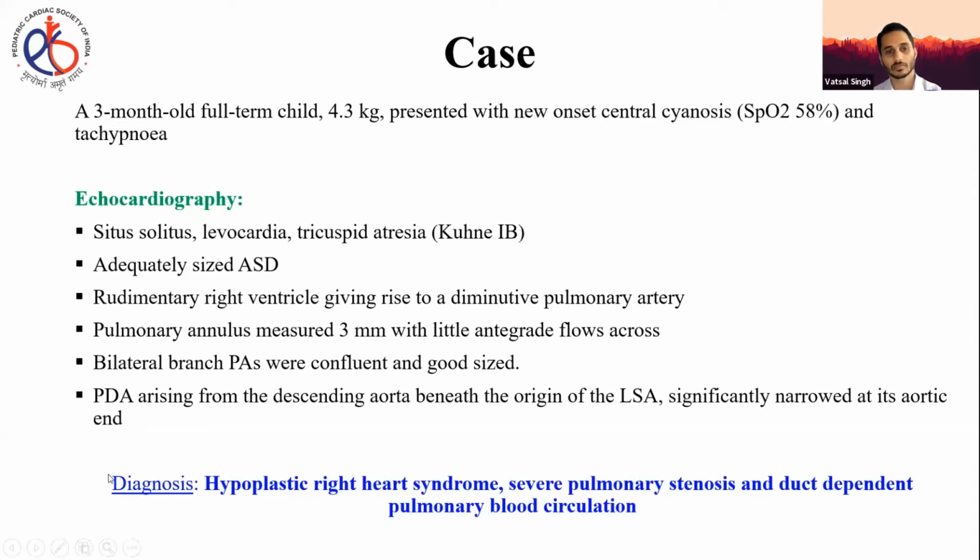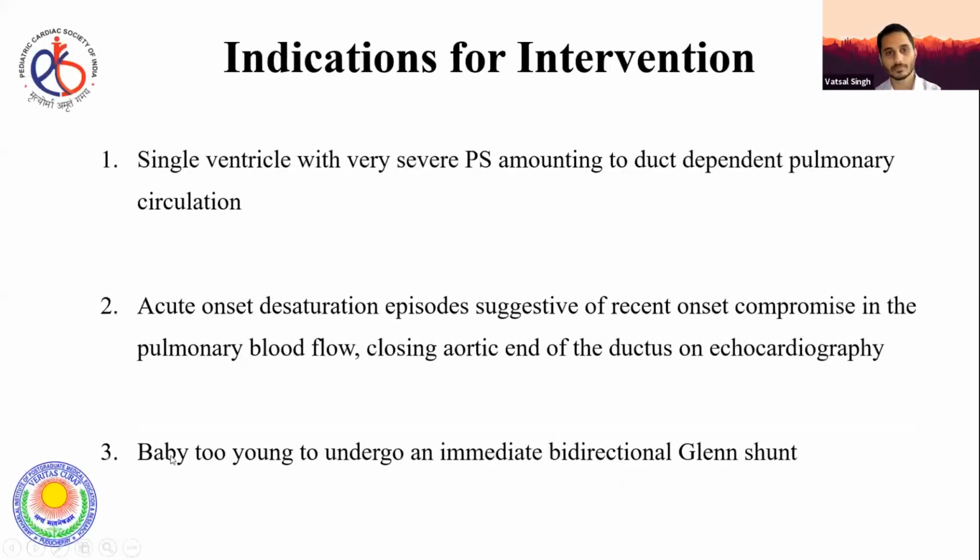A PDA was present, arising from the descending thoracic aorta just below the left subclavian artery, and it was significantly narrowed at its aortic end. So a diagnosis of hypoplastic right heart syndrome with severe PS and PDA-dependent pulmonary circulation was made. This child had a single ventricle physiology and PDA-dependent flow, and she was desaturating acutely.